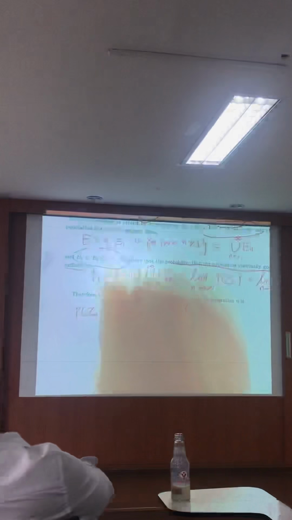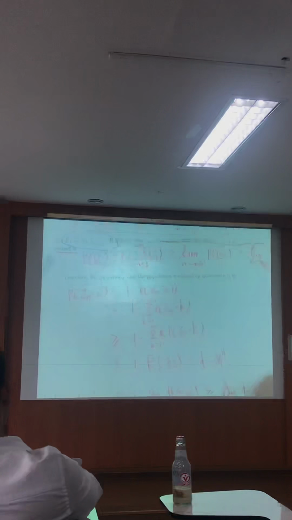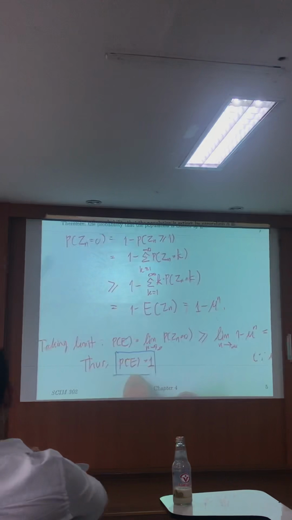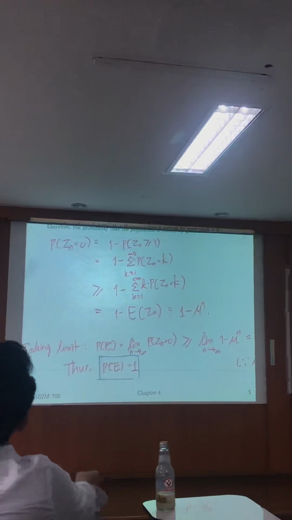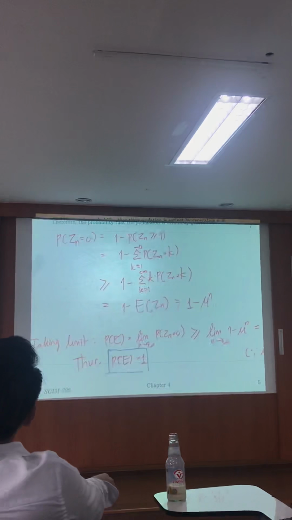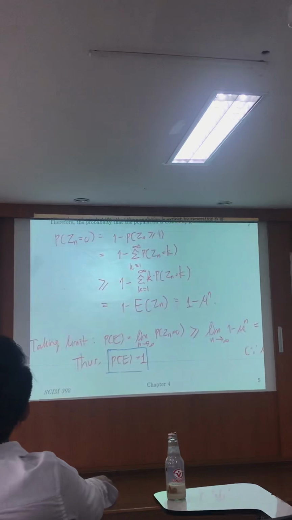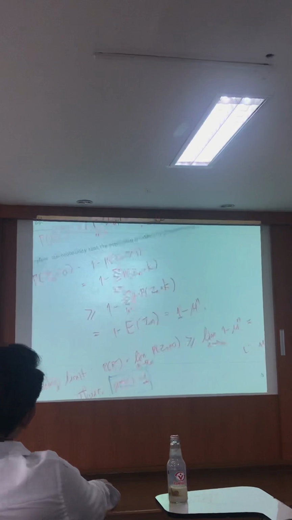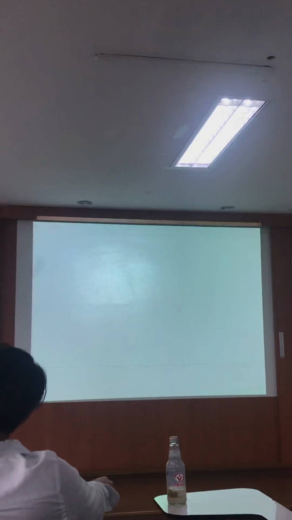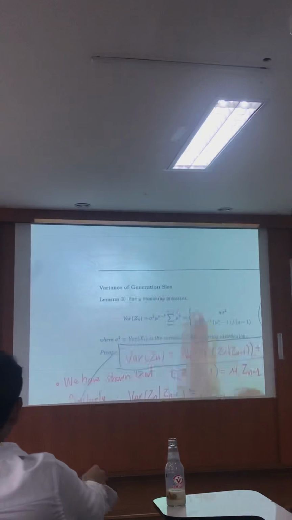We cannot follow this proof to get a conclusion for P(E) when mu is bigger than or equal to 1. We have no conclusion using this. Okay? But today we will look at that using PGF. And then we look at the variance.